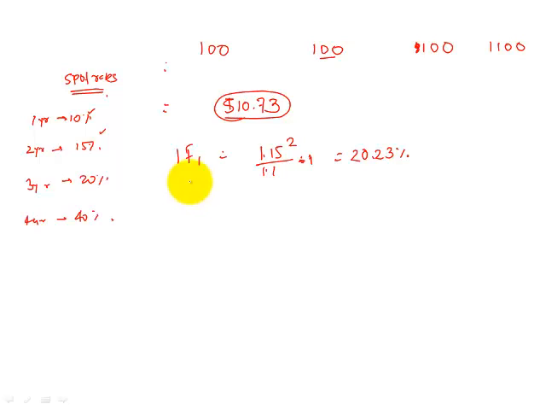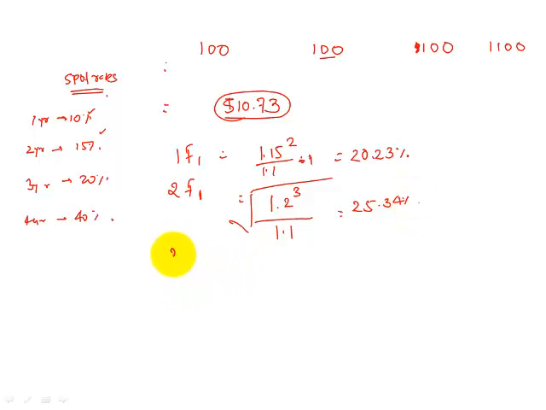Let us now calculate a 2-year forward rate 1 year from now. A 2-year forward rate 1 year from now. How do you calculate this? 1.2 raised to 3 divided by 1.1, under root. How much? 25.34.